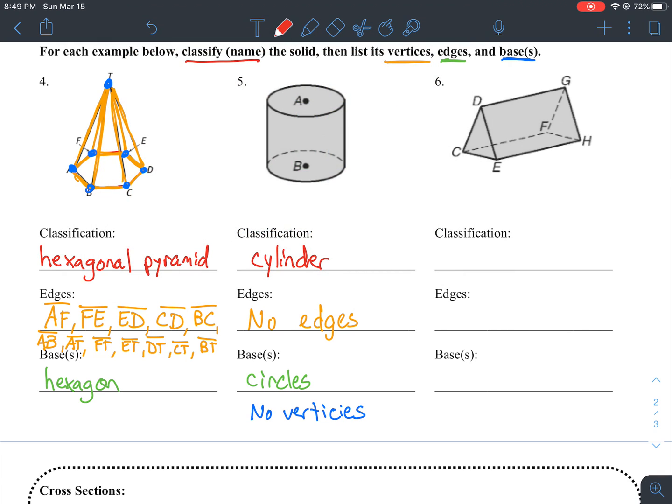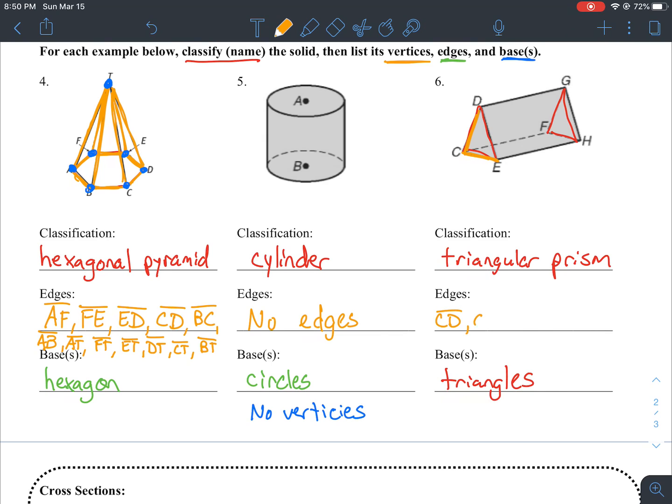Lastly, this classification for number 6 is going to be a triangular prism, similar to the net that we had in example 3. We can see that we have one base here, triangle DEC, and the other triangle GHF. Those are the two bases. This is an example where the base is the front and the back now because the shape isn't standing upright. So the bases, we already mentioned, those are going to be triangles. The edges are all of our segments.